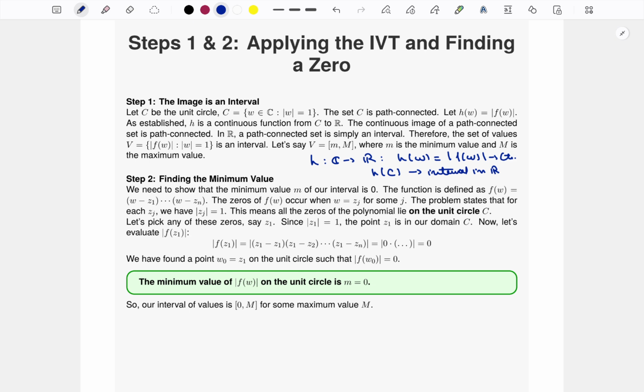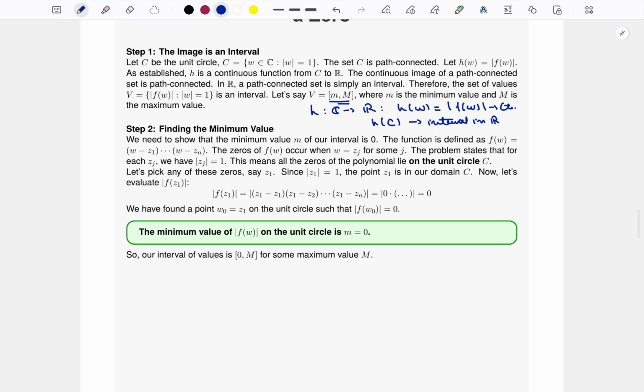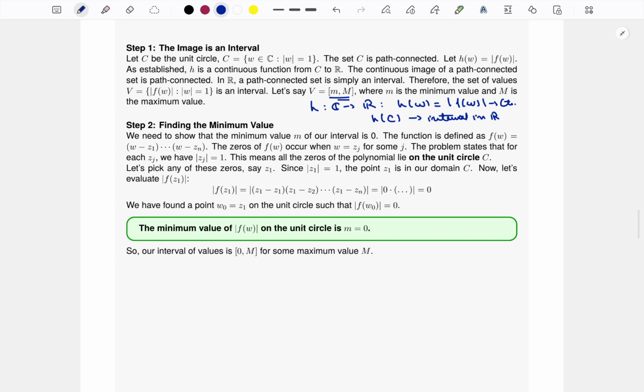In R, a path connected set is simply an interval. Over R, path connectedness and connectedness are equivalent notions. Therefore the set of values V is an interval, because V is nothing but the image of h over the values taken from the unit circle. So we define V to be of the form closed interval [m, M], where m is the minimum possible value of modulus of f(w) and capital M is the maximum possible value. Now what is the minimum possible value of modulus of f(w)?